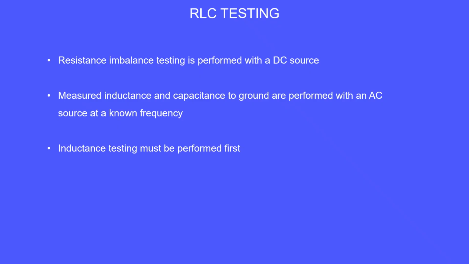Resistance imbalance is performed with a DC source. Inductance is performed with an AC source at a set frequency. Inductance testing will and must be performed first in the test sequence.